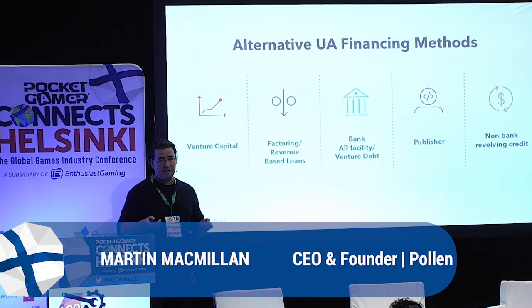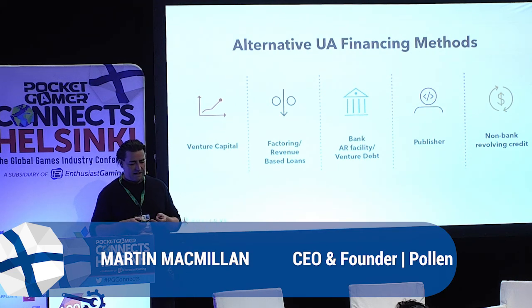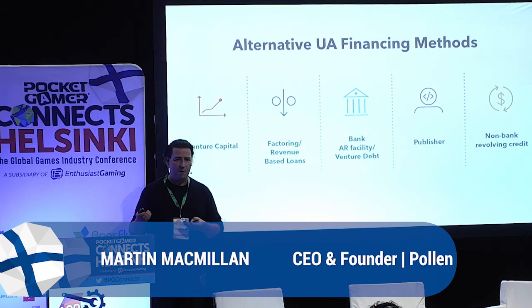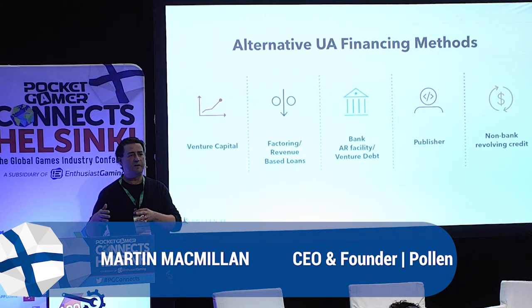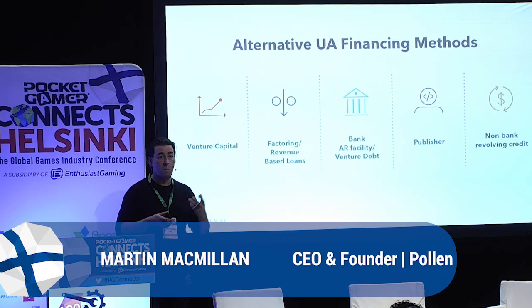Certain banks at a certain level of scale will offer AR facilities and some venture debt. We've written fairly extensively why the bank model is very clunky. The cost of capital may be cheaper, but it doesn't really work for scaling games. The verification periods are very long, the covenants are very restrictive, and typically the banks won't lend you enough when you need it if you're looking to scale up UA.